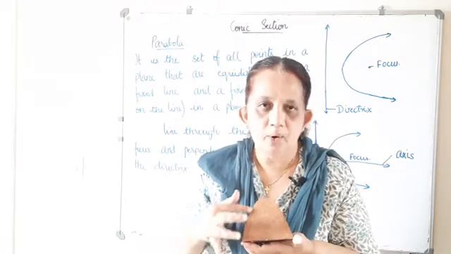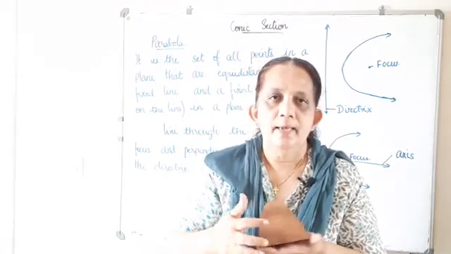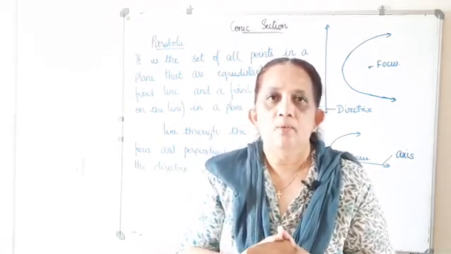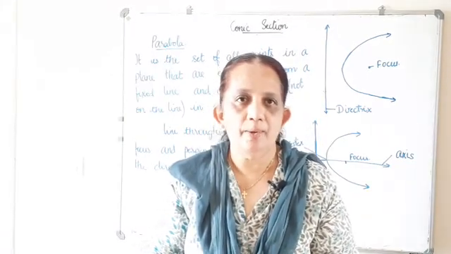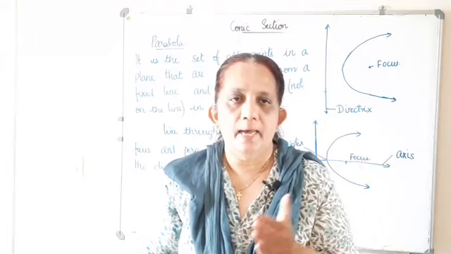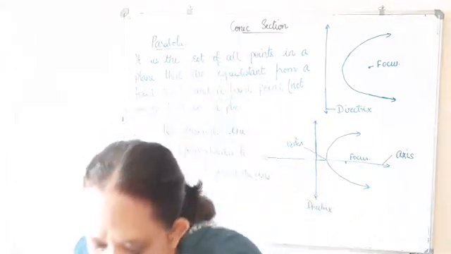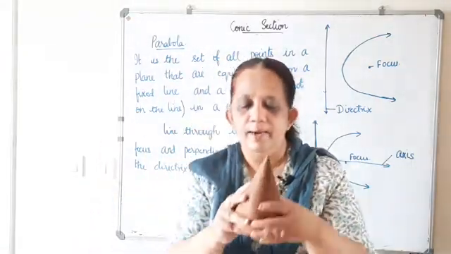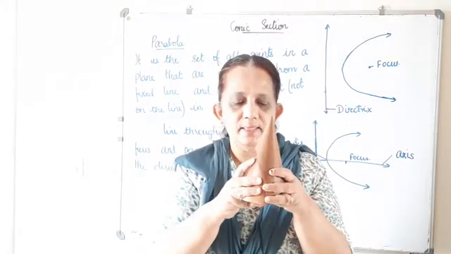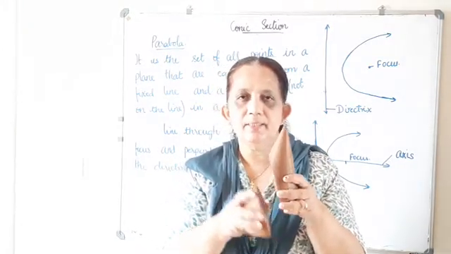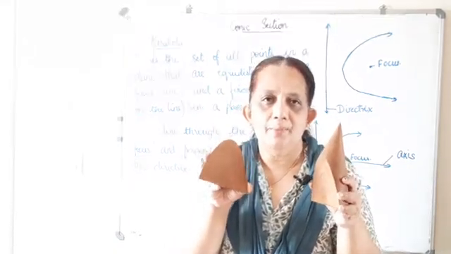So this is a parabola, and you are going to study in depth the properties of the parabola, the standard form of the parabola, and so on. I hope it is clear to you. When a right circular cone is sliced parallel to the generator, we get what is called a parabola.